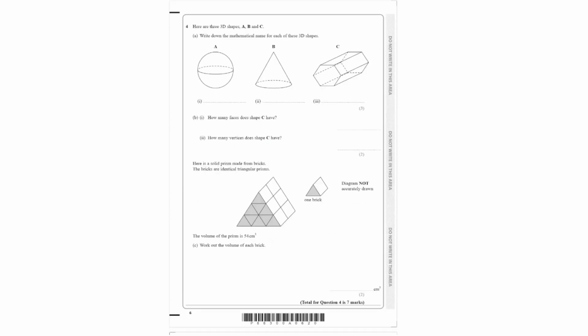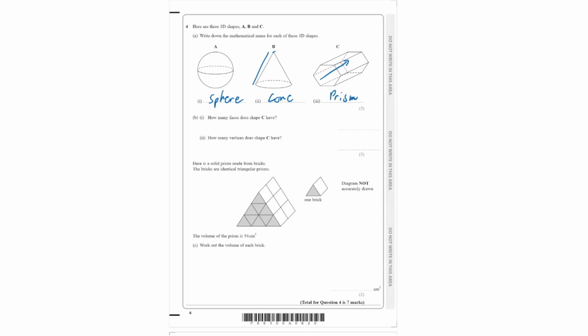Question 4. Here are three 3D shapes, A, B, C. Write down the mathematical name for each of these 3D shapes. We can see that this is a 3D circle, so that means it's a sphere. We can see that this goes up and tapers off at one point while having a base. That means this is a cone. And any shape elongated is simply a prism.